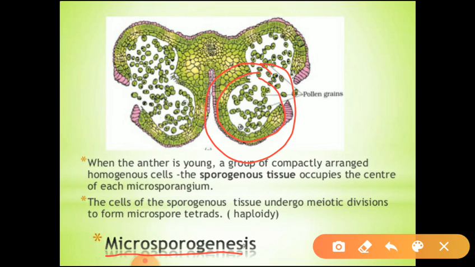Is it clear? So that process of the production of microspores or pollen grains inside the microsporangia we call microsporogenesis. Okay.